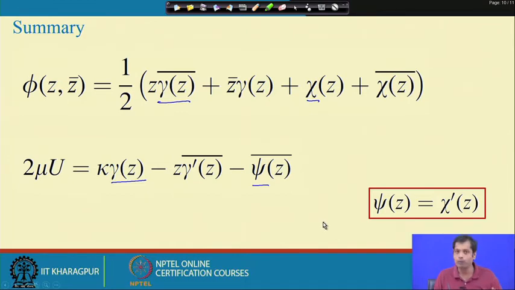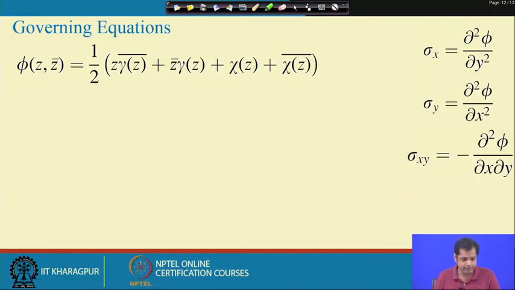So, these are the things we have right now, but before we apply these equations to solve problems, let us take this equation further and see what it tells you about the stresses and the displacements. Now, you see, let us take this governing equation, this is the phi. You recall this was the relation of the stress function with the corresponding stresses.